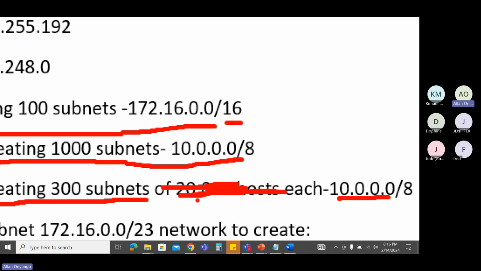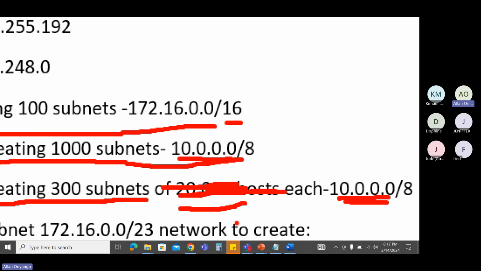The second one is get 1,000 subnets using the same network here. The third one, get 300 subnets using the same network, 10.0.0.0/8. Okay. The fourth one, now you create this one, 20,000 hosts. By the way, when you're getting the ranges, just get 4 or 5 ranges, it's enough.